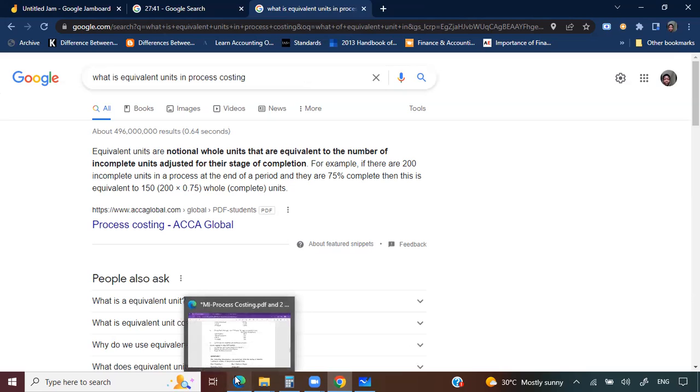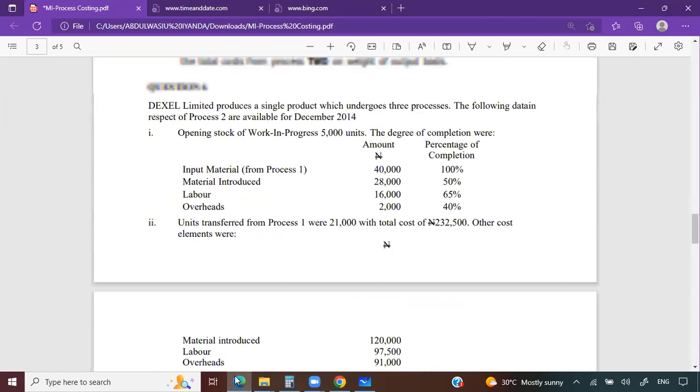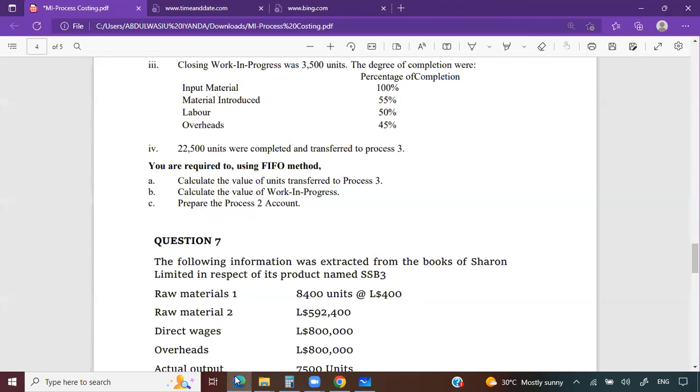Let's now practicalize this. What is the first requirement? The first requirement is to calculate the value of units to be transferred to process 3. That is the unit that we need to transfer to process 3. That is the first requirement.